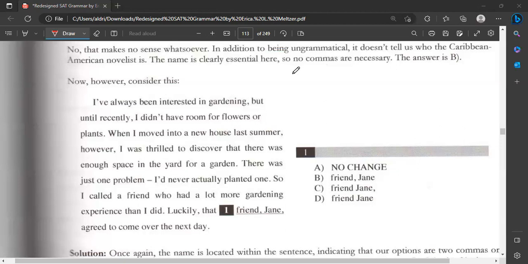"I've always been interested in gardening, but until recently, I didn't have room for flowers or plants. When I moved into a new house last summer, however, I was thrilled to discover that there was enough space in the yard for a garden. There was just one problem. I'd never actually planted one. So I called a friend who had a lot more gardening experience than I did. Luckily, that friend, Jane, agreed to come over the next day." Okay, so let's see if we can read this without Jane. So I called a friend who had a lot more gardening experience than I did. Luckily, that friend agreed to come over the next day. Do you guys think Jane is actually essential to this passage?